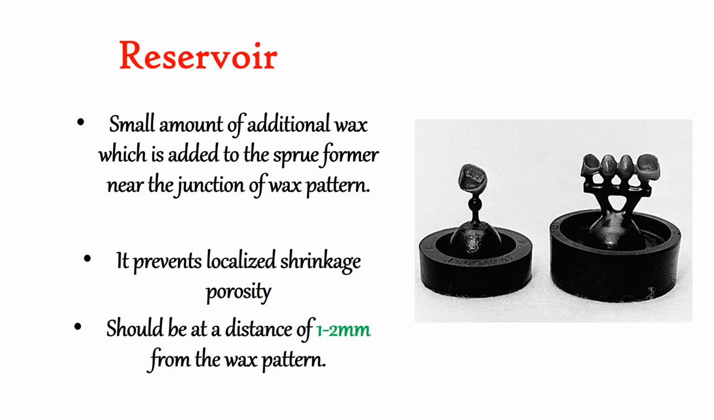Next thing is your reservoir. So what is a reservoir? We have to make a small amount of additional wax which is added to the sprue former near the junction of the wax pattern. This round thing you can see, this is your reservoir. You have to add an additional amount of wax near the sprue former, and it will act as a reservoir of molten metal and prevent localized shrinkage porosity. This reservoir should be at a distance of 1 to 2 mm from the wax pattern. Here also this bar is your reservoir bar.